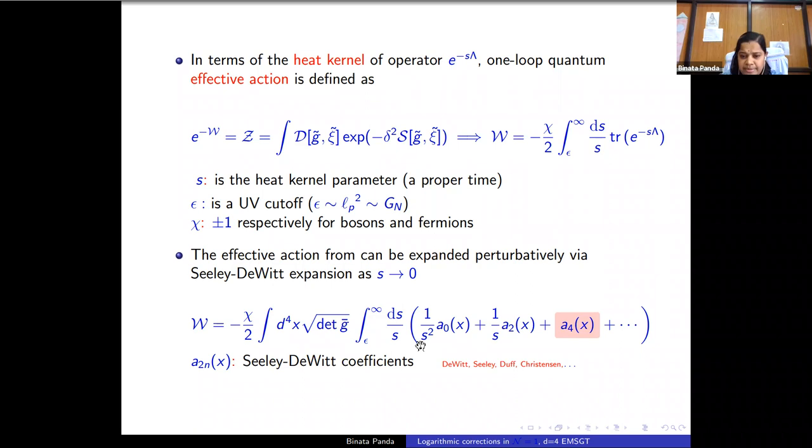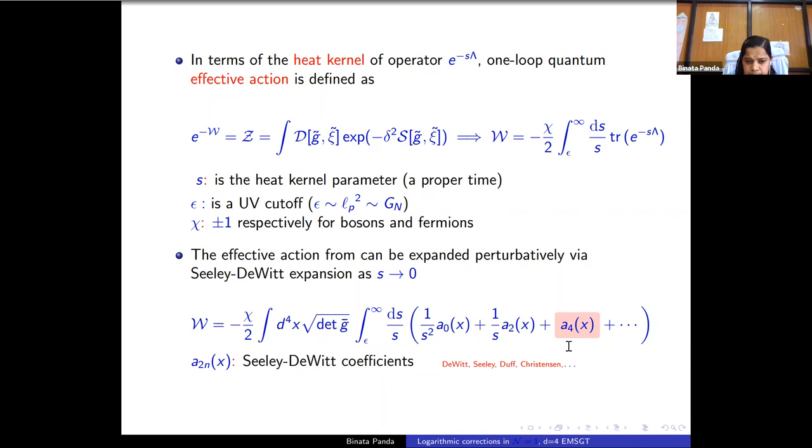And as you can see, because there is a ds by S, the S independent term in the expansion, which is basically the A4x, will contribute to the log correction, because that will give you a logarithm of S, and S is the scale parameter. You can scale it to 1 over L square, and that will give you the terms proportional to the log corrections in the effective action. Basically, the A4x term will give you the logarithmic correction.